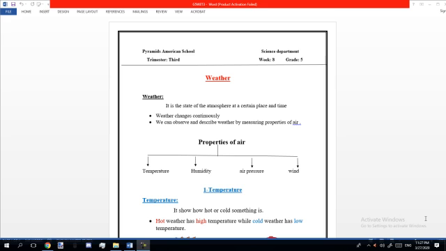Hope you are all well, and welcome back to a new science lesson. Today we'll continue our lesson about the weather, and we have to know what is the meaning of weather. The weather is the state or the conditions of the atmosphere at a certain or specific place and time. So when you talk about the atmosphere and the properties of the atmosphere in a certain place or at certain time, this is the weather.